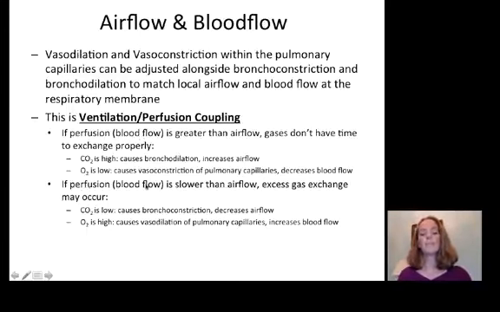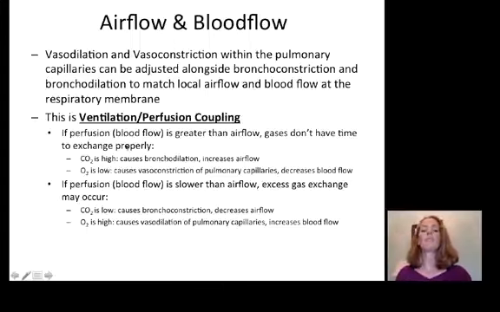So if the perfusion or the blood flow is too low, let's go down here. If the perfusion or the blood flow is too low, it's too slow relative to the flow of air, then too much gas exchange can occur. That can mess with the gradients in that case. If the perfusion or blood flow is too low, then we want to slow down the airflow. We can do that by constricting the bronchioles and decreasing the airflow to match the slow flow of the blood.